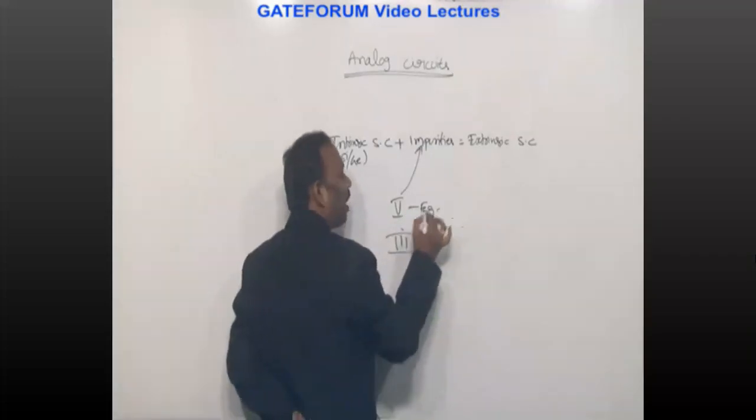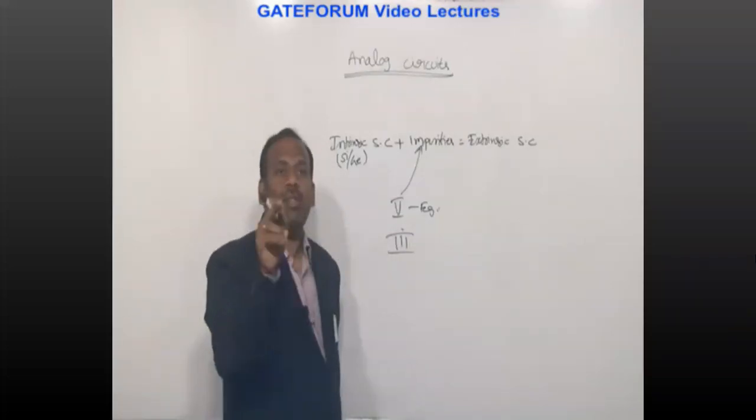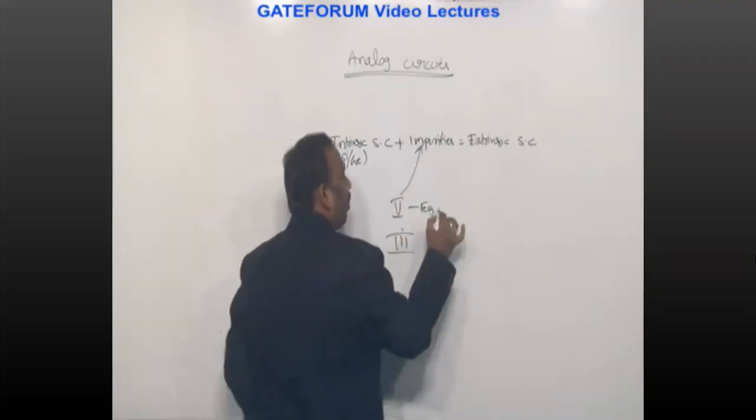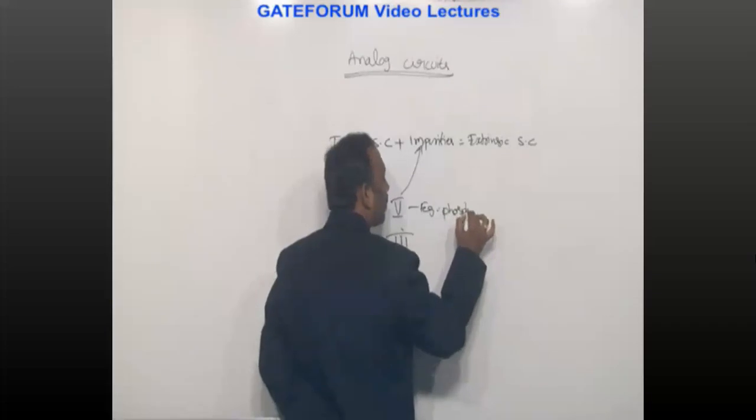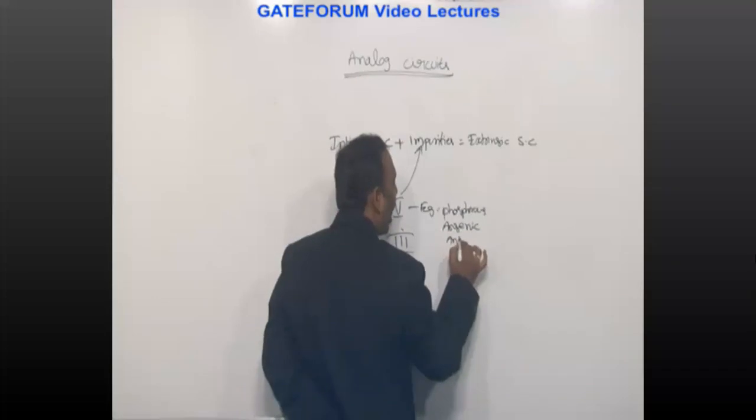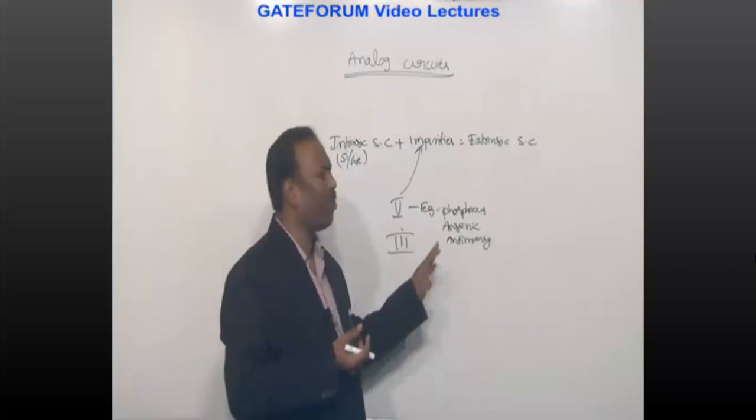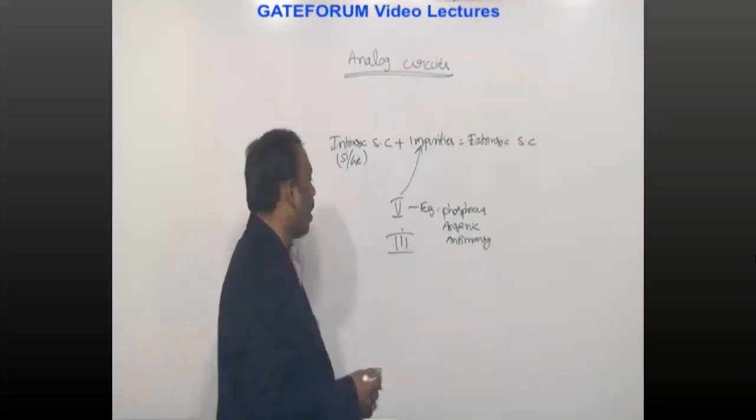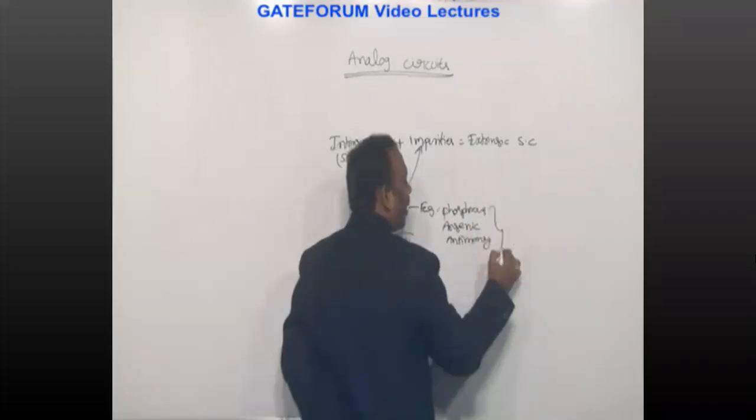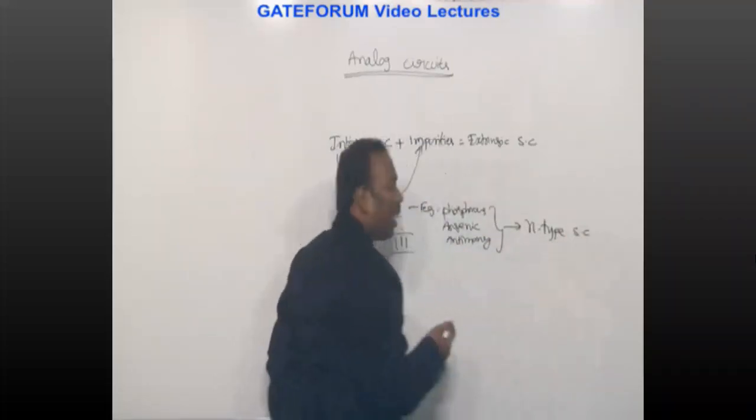Example for fifth group elements: what is the meaning of fifth group? Valence shell contains 5 valence electrons available in the outer shell. Example, phosphorus, arsenic, antimony and bismuth. But generally, we will not use antimony, bismuth and arsenic. Mostly we will use phosphorus only. If we add intrinsic semiconductor plus fifth group element, then the resulting semiconductor is called n-type semiconductor.